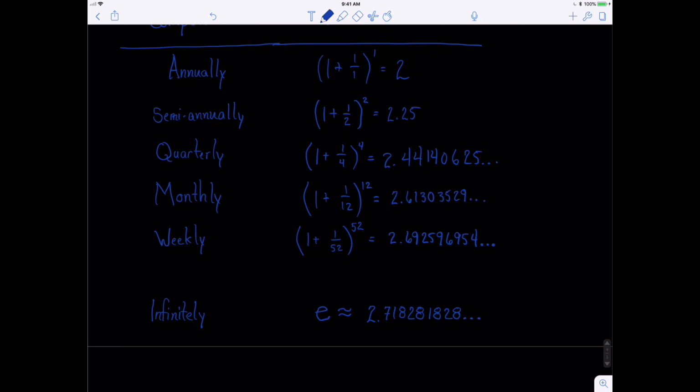In the next lesson, we're going to take a look at how E is used when things really are compounded infinitely.